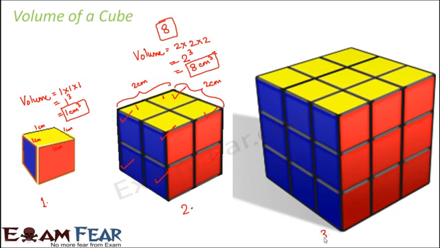Let's look at yet another scenario, scenario number 3, where you have even more cubes, but here also all of them together form a cube. So what do we see? How many cubes do we have? Let's count. You have 1, 2, 3, 4, 5, 6, 7, 8, 9, 10, 11, 12, 13, 14, 15, 16.